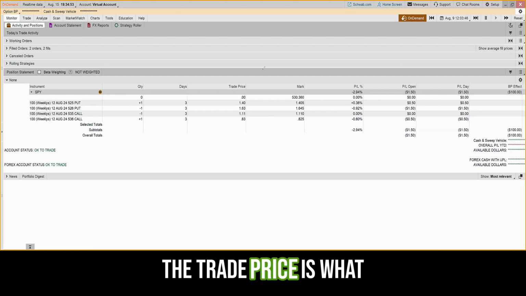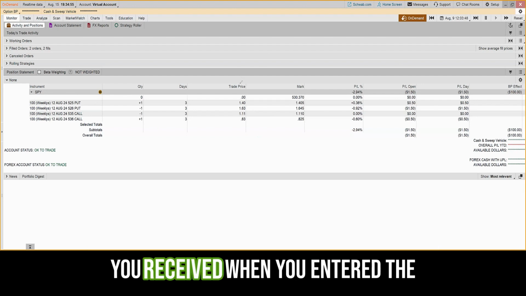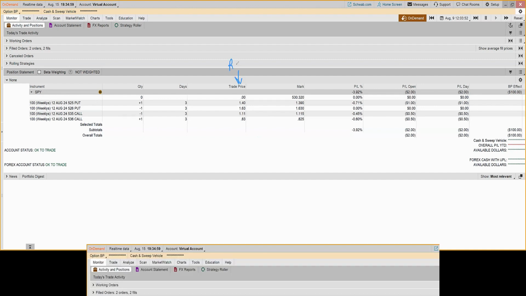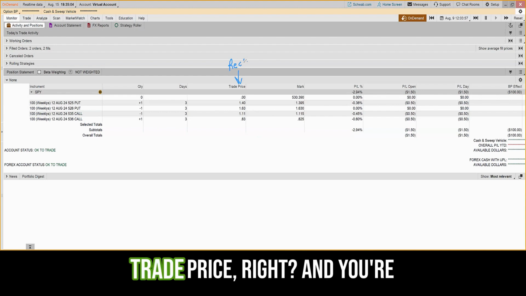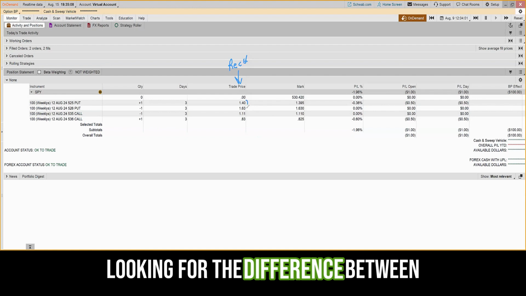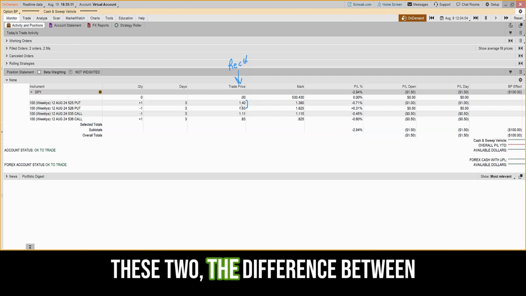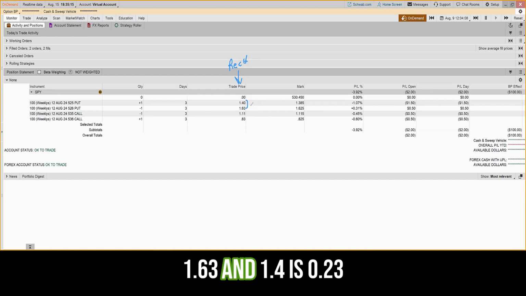The trade price is what you received when you entered the trade. That's your trade price, right? And you're looking for the difference between these two. The difference between 1.63 and 1.4 is 0.23 or $23.